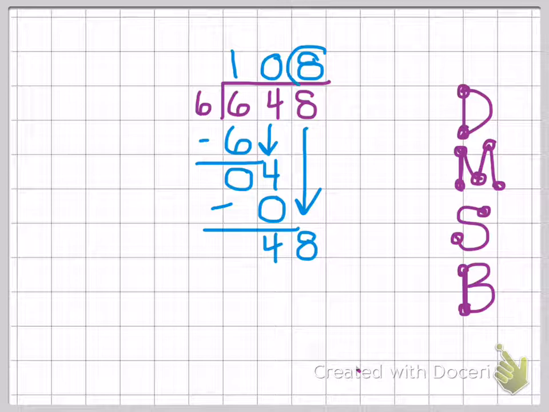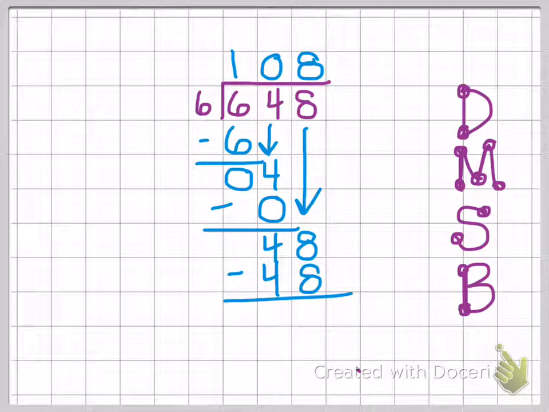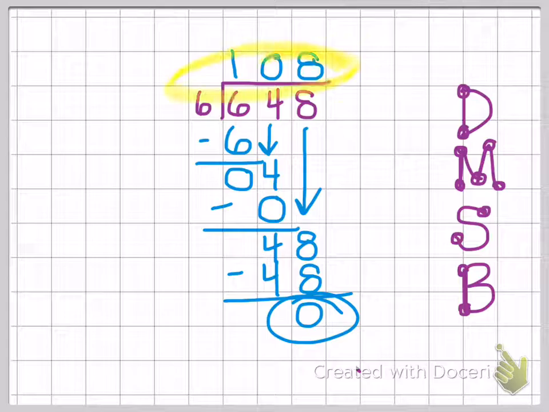Next we multiply. 8 times 6. 8 times 6 is 48. Now we subtract. 48 minus 48 is 0. We have no more digits to bring down. We have no remainder, so our final quotient is 108.